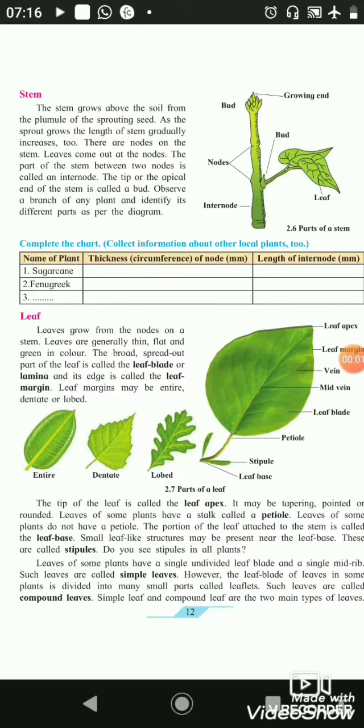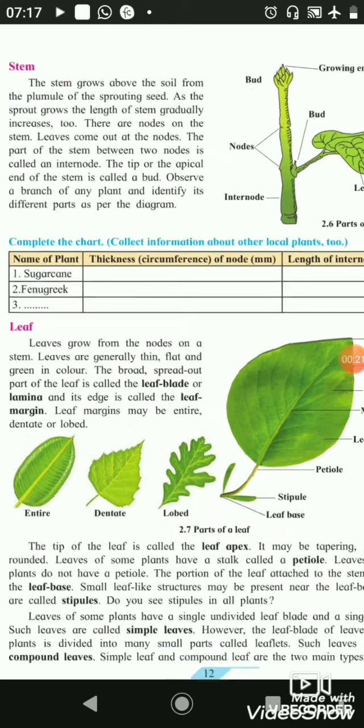Good morning, children. In the previous video, we learned about the two kinds of roots of plants. One is fibrous root and another one is taproot. Now, in this video, we are going to learn about the stem.